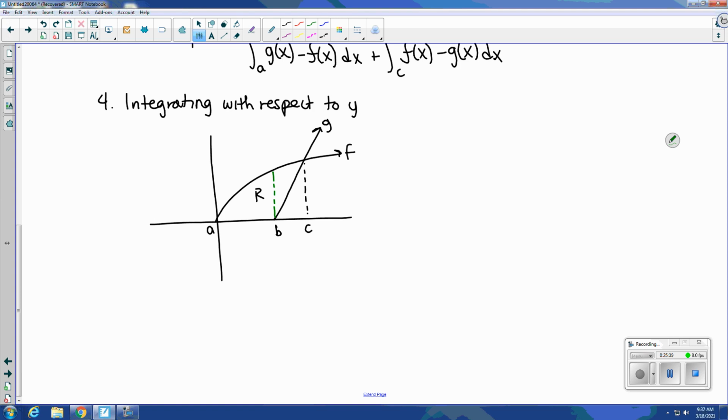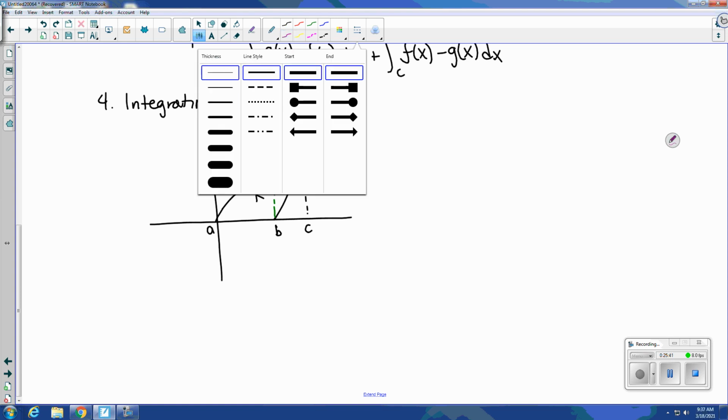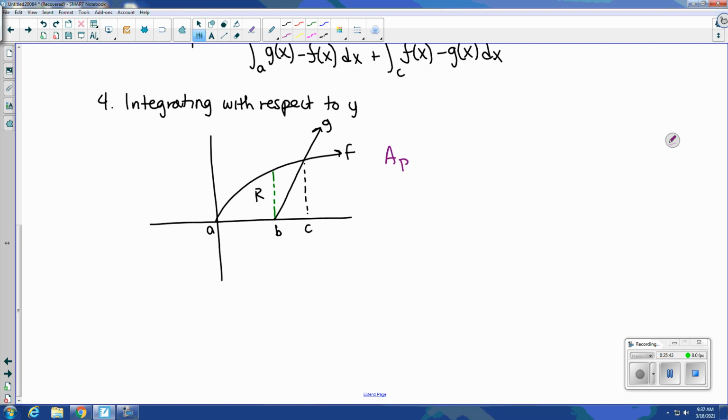So the total area for r when integrating with respect to x would be calculated by integrating from a to b of just the function f. The reason we're just using f is that integrating f gets us the area between the curve and the x-axis, which will be this region of space, which I'm now outlining in purple. So you'll see that g is not involved whatsoever.